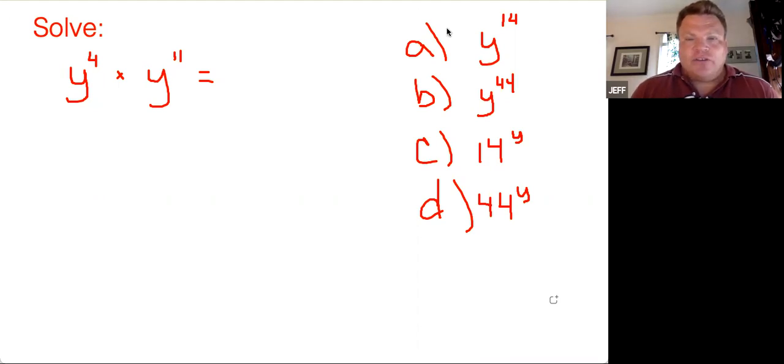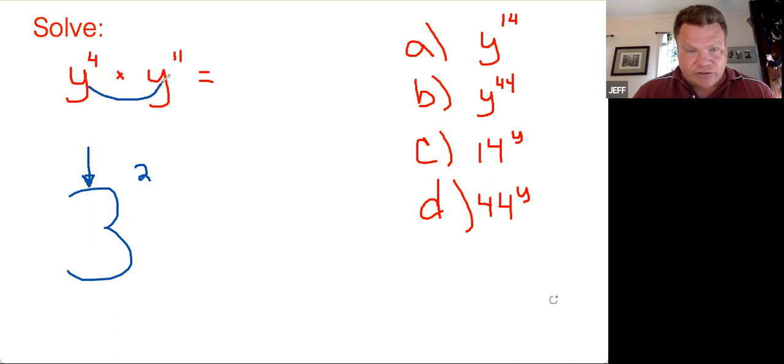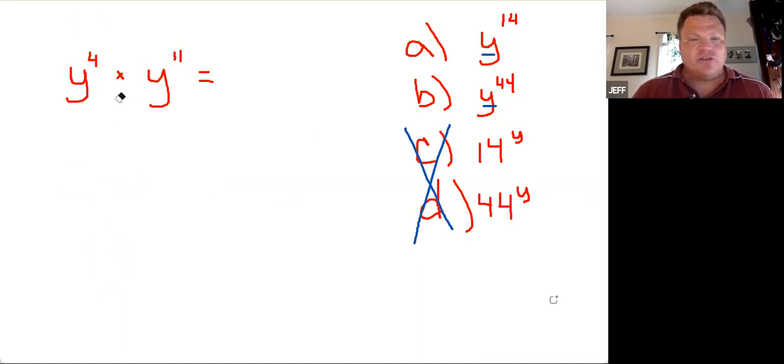So this is called the base. Whenever you have a big number and a little number, this is called the base. The base doesn't change. And if the base matches, y to the 4th times y to the 11th, then y is still going to be big. So these two are no good. I'm going to cross out just the C and the D because they took the base and made it the exponent. So that's them just trying to throw a whole bunch of stuff at us and see what sticks.